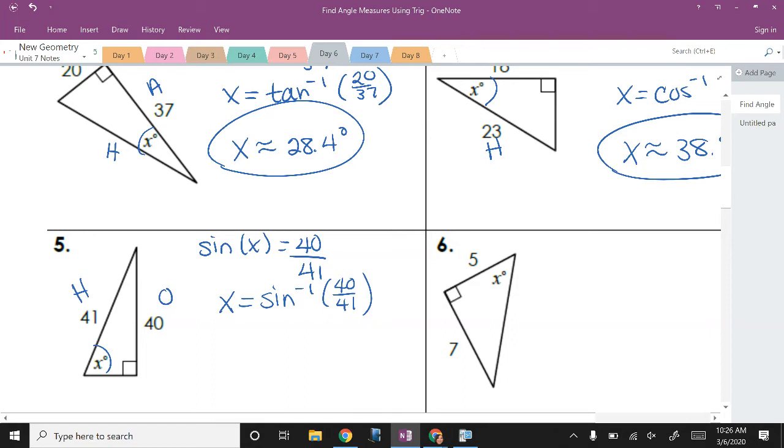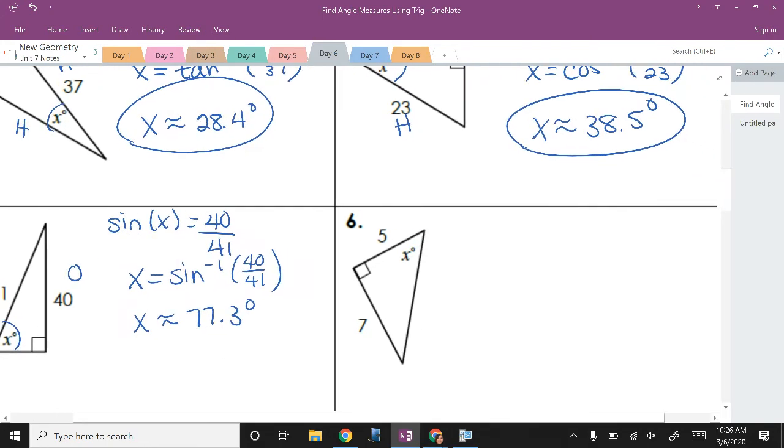Then you type that in your calculator. I'm not going to do it on the screen, I'll do it here because it's quicker. Second sine 40 over 41. You got that x was approximately how many degrees? About 77.3 degrees. Raise your hand if you got approximately 77.3. If you did not, you probably used the wrong ratio. You probably used cosine or tangent. That's really the only way to mix it up, or you put the hypotenuse over the opposite.